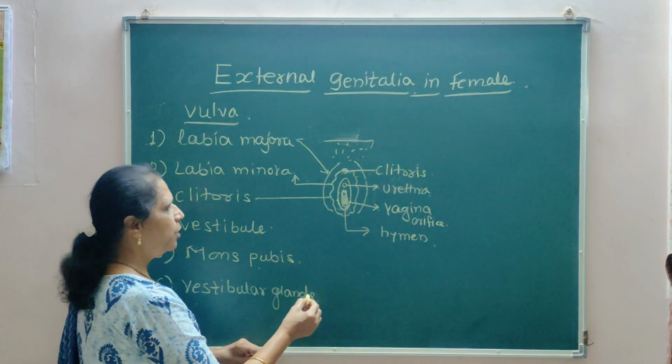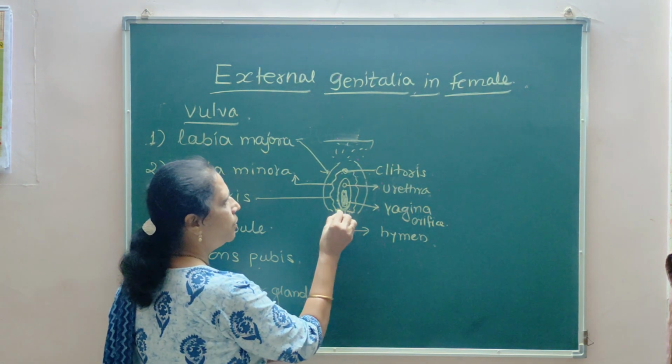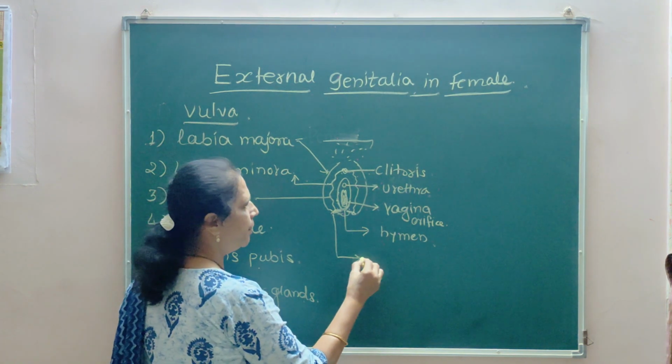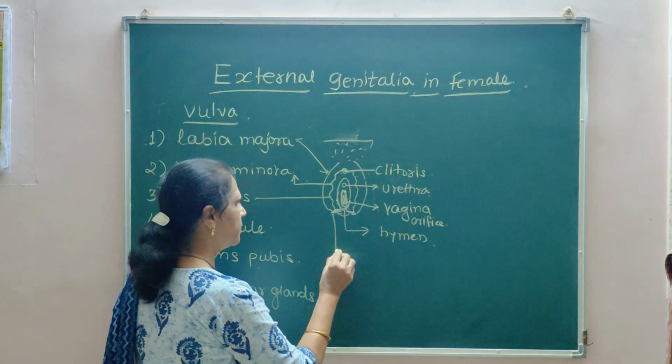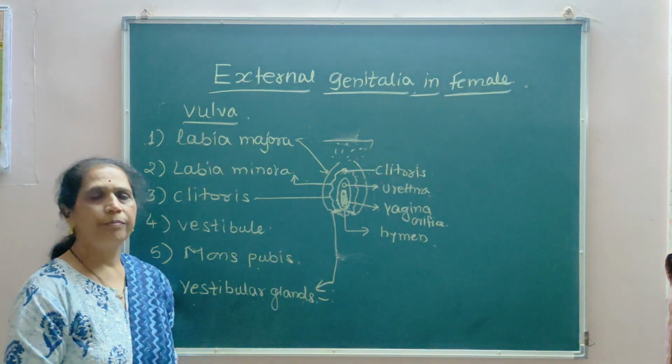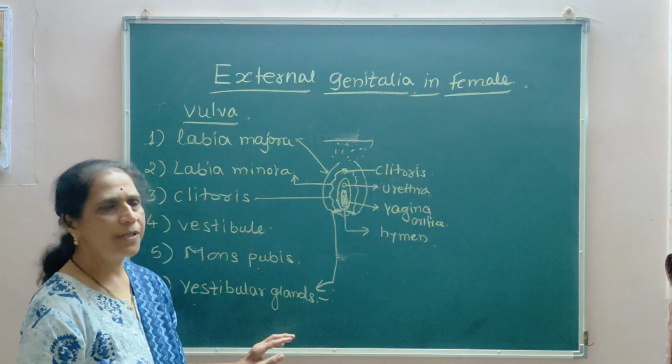Then vestibular glands. Here around this labia minora there are paired vestibular glands. These vestibular glands are homologous to the bulbourethral gland or Cowper's gland.